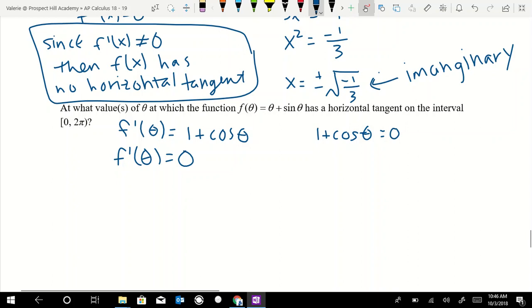And now we're just going to solve. So we have cosine theta equals negative 1. And on the unit circle, the only time cosine equals negative 1 is if theta equals pi. So at theta equals pi, you have a horizontal tangent on that interval.